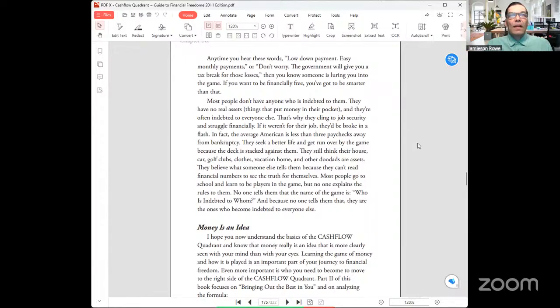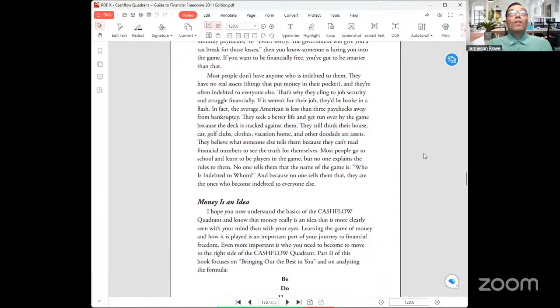Most people don't have anyone who's indebted to them. They have no real assets, nothing that puts money in their pocket, and they're often indebted to everyone else. That's why they cling to job security and struggle financially. If it weren't for their job, they'd be broke in a flash. In fact, the average American is less than 3 paychecks away from bankruptcy.